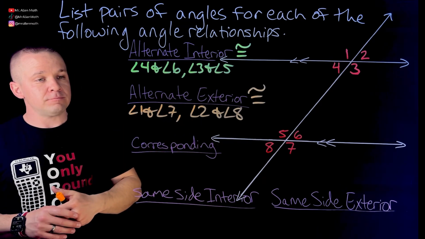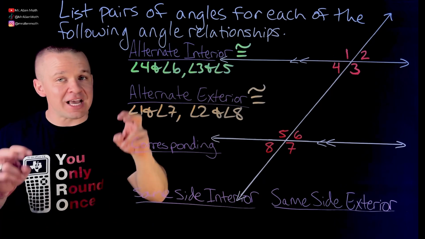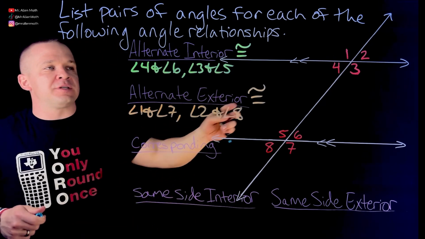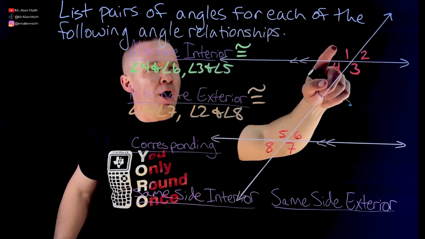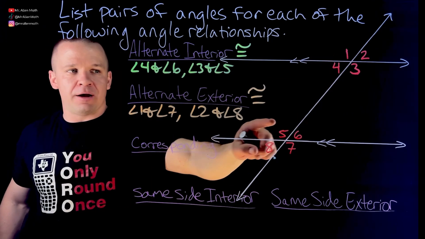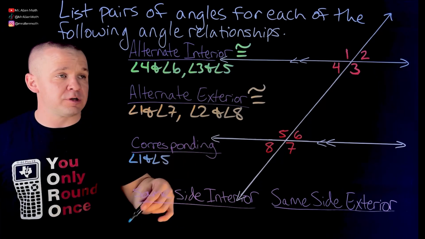Corresponding. Well, what does that mean? They are in the same position, as I like to say, in corresponding spots. So if I look at this cluster of angles, I would say 1 is kind of like the top left. This cluster of angles, 5 is like the top left. So 1 and 5. Angle 1 and angle 5 would be corresponding angles.